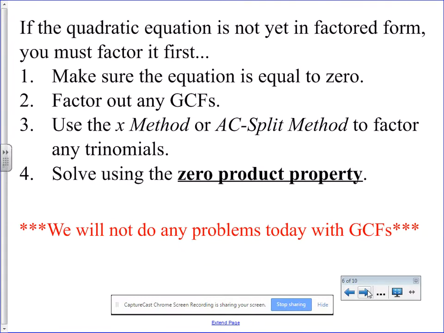So I would write these steps to success down. You need to first make sure it's in factored form. If it's not in factored form, you have to factor it. You're going to make sure your equation is set equal to 0. Factor out any GCFs, which we're not going to talk about today. We're going to talk about that tomorrow. And then you are going to determine the correct factor method, and you're going to solve using the zero product property.